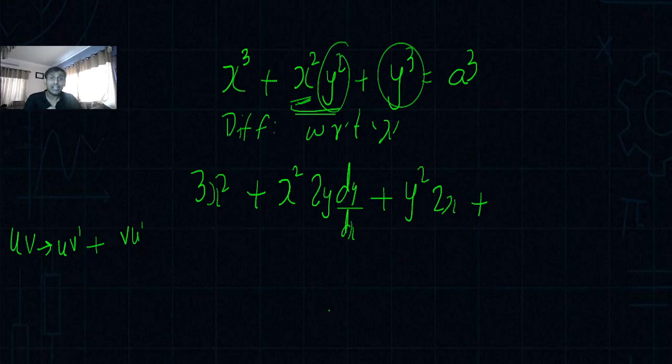Can you see it's an alien variable? You're differentiating something cube. So 3y square dy by dx is equal to 0. Why did I write 0? Constant. Now what's the next step?